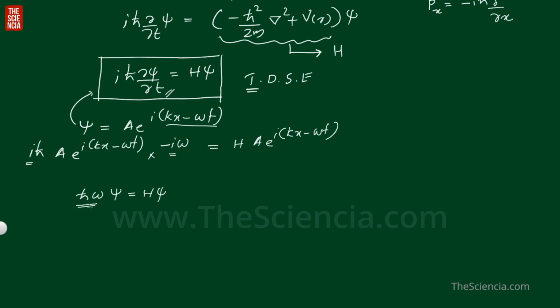Here h cross omega, I think you already know, is nothing but energy. That is, we get E psi is equal to H psi. This is called the time independent Schrodinger equation, because in this equation you cannot see any explicit time dependence. Here this H is actually an operator, the Hamiltonian operator, right? So by operating this Hamiltonian operator on a wave function, we can find out its energy.